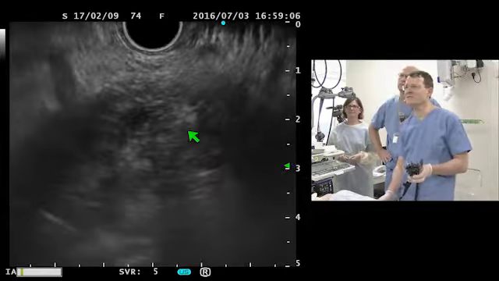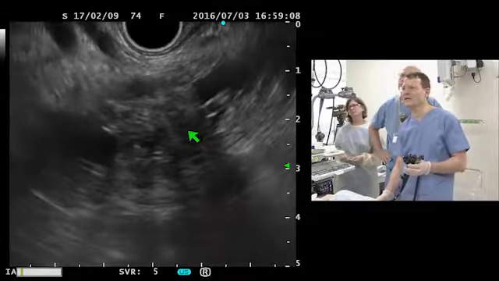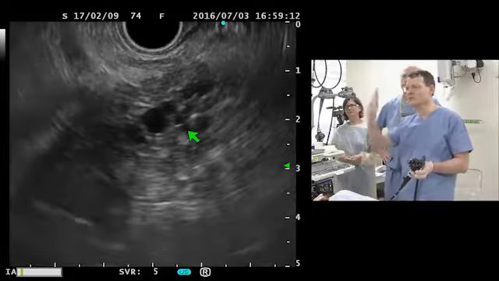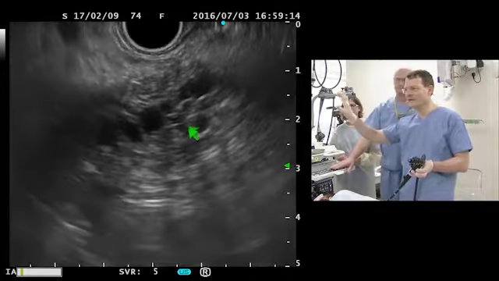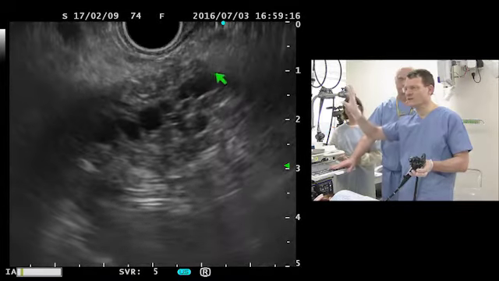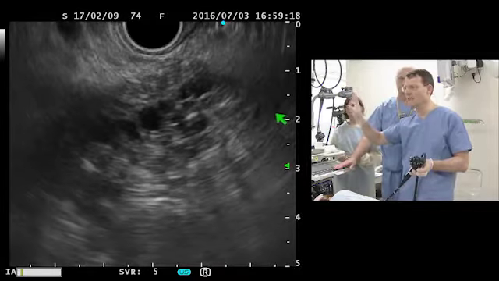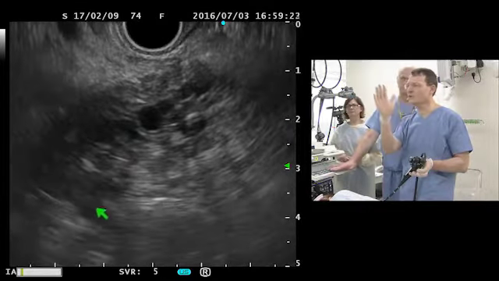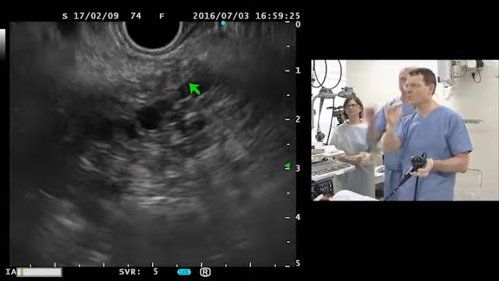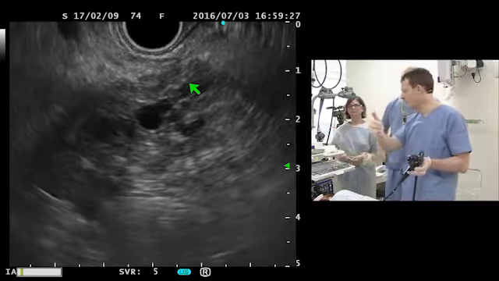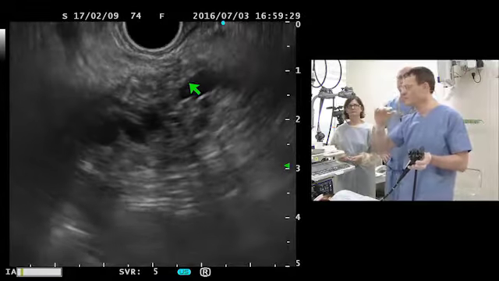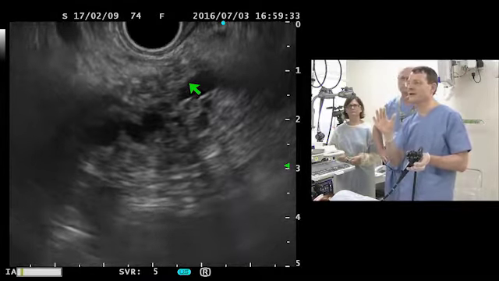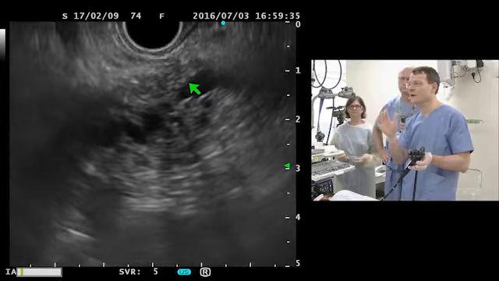And sometimes here I push the scope in and pull it a little bit out. So now, from the orientation, on the right side we have the direction toward the ampulla, and on the left side we have the direction toward the pancreatic corpus and tail. So if we enter the duodenal bulb, we have different directions from the orientation to the pancreas. And this is very important also.